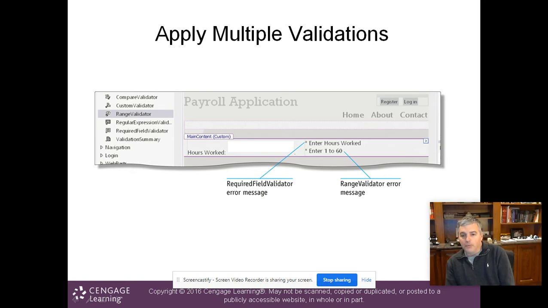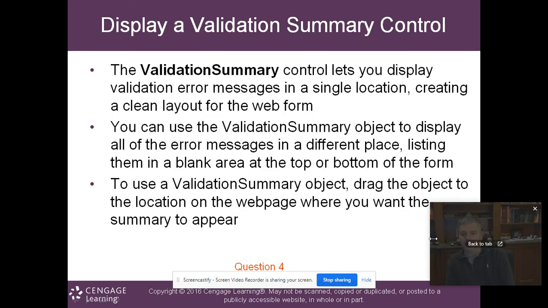We can enter multiple validations if we want for one field. So in this one, we're adding a required field validator because we want hours worked to be required, but we also have a range validator in there. So we're adding 2 validation controls for one text box. And you can put as many as you want in there. You don't want to go too crazy with it, but obviously you can add multiple validations if you want to.